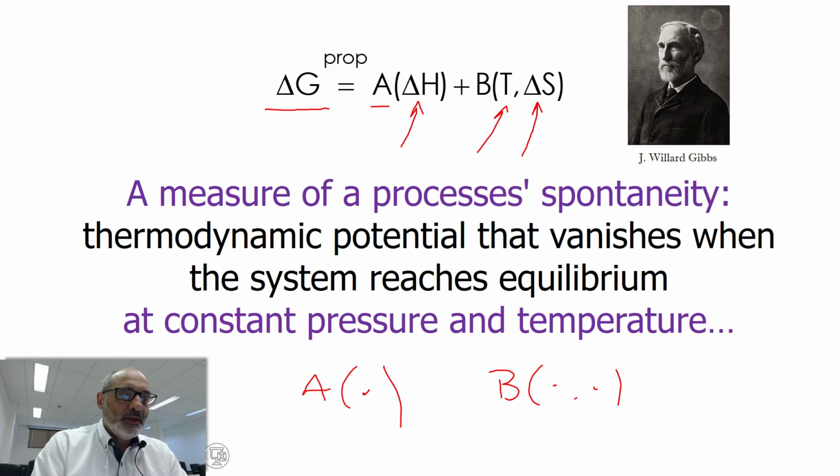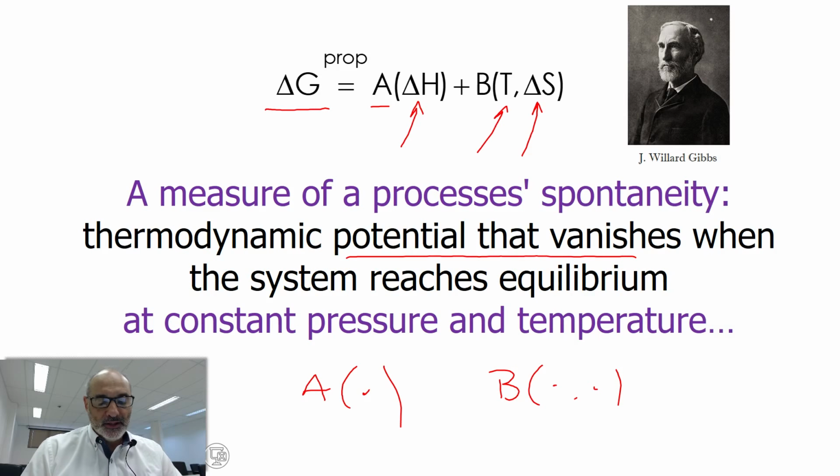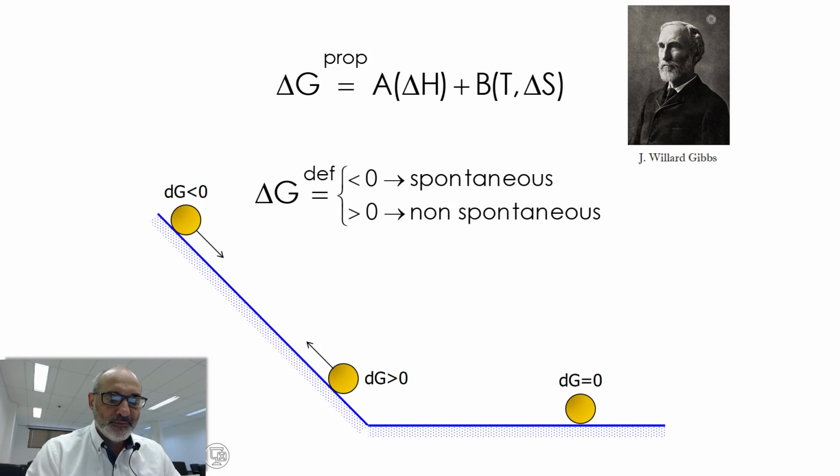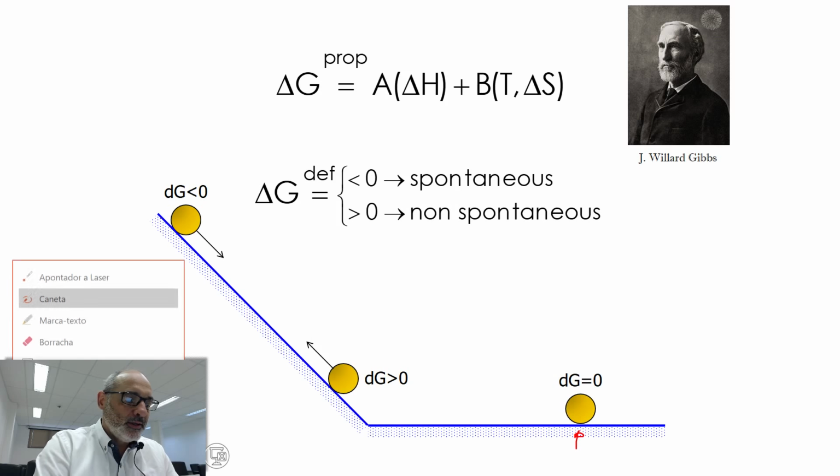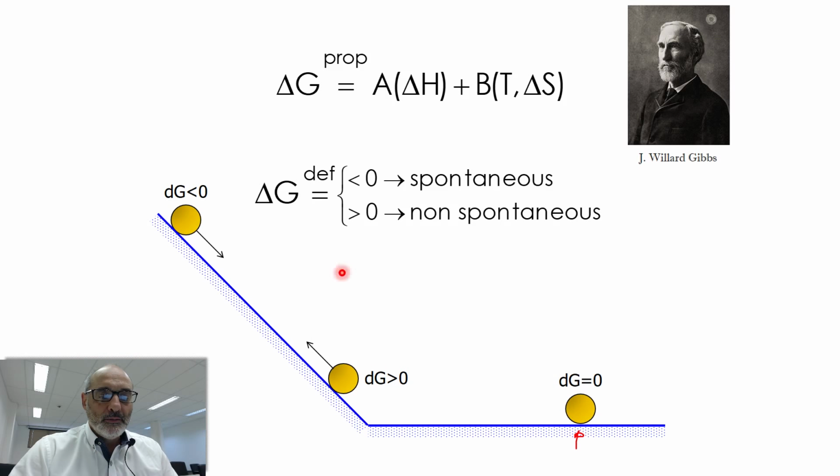He also wanted this potential to vanish when the system is in equilibrium. If I have a small sphere, for instance, in this situation here, it's indifferent. It's in equilibrium. It can stay in a fixed position. So in this case, delta G is 0, because it's in equilibrium.